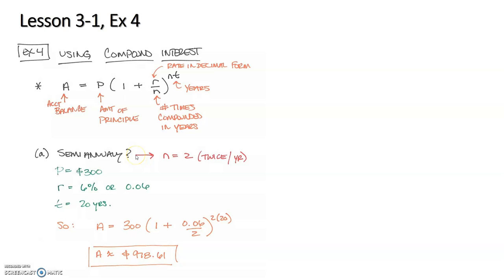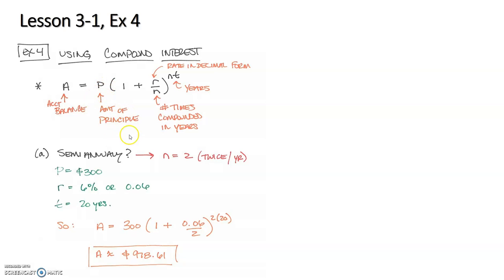All right, class, as we continue through lesson 3-1, we want to see the application of the exponential function as it relates to finances, and in particular, using compound interest. And so we are given a foundational formula here, A, where that is the account balance, is equal to P, which is the amount of the principal.